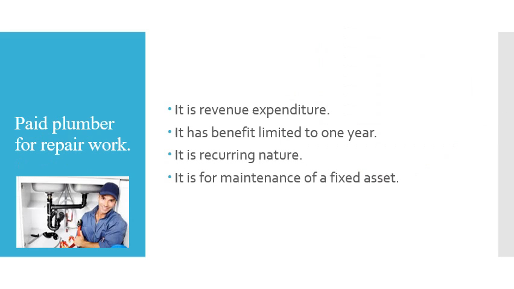Let us see the second example. Paid plumber for a repair work. There may be some office repairs, plumbing repairs in your office washrooms, etc. It is maintenance work, repairs work, for maintaining a fixed asset. That's why it is revenue expenditure, and its benefit is limited to 1 year because it is recurring in nature. Repairs may arise again, right? Another reason is it is for maintenance of a fixed asset. Any expenditure incurred for maintenance of a fixed asset is called revenue expenditure.